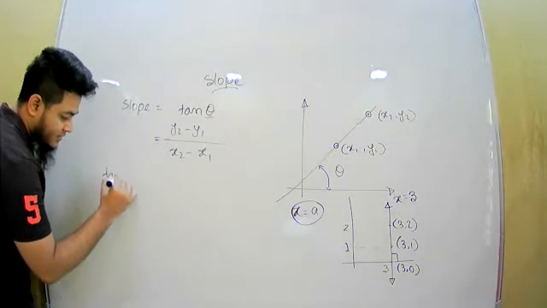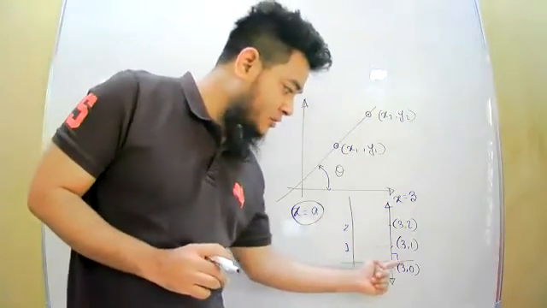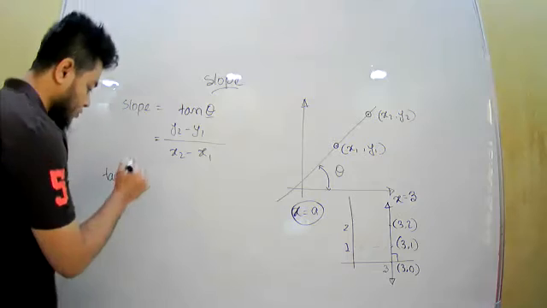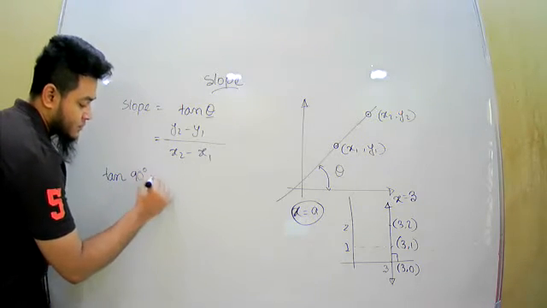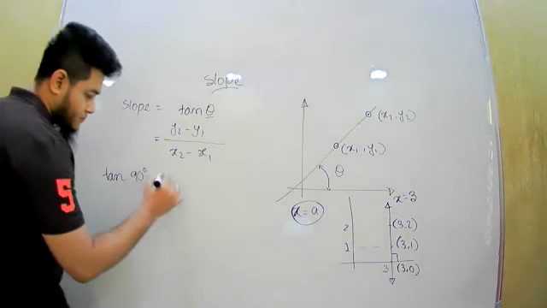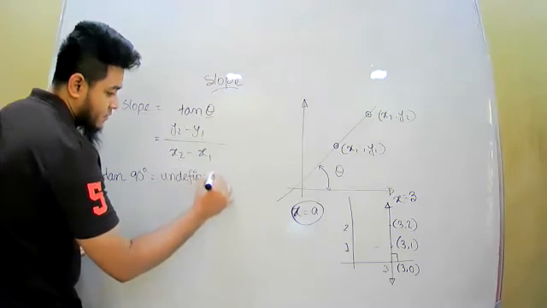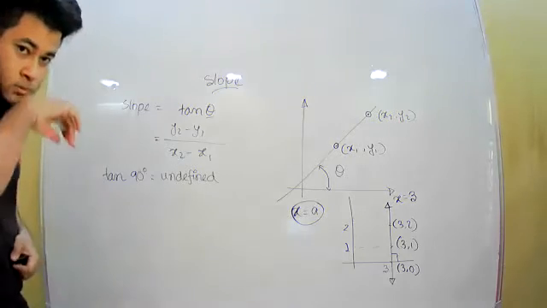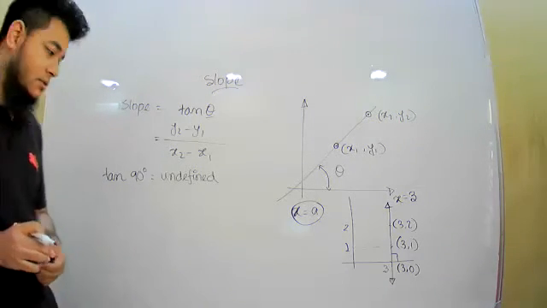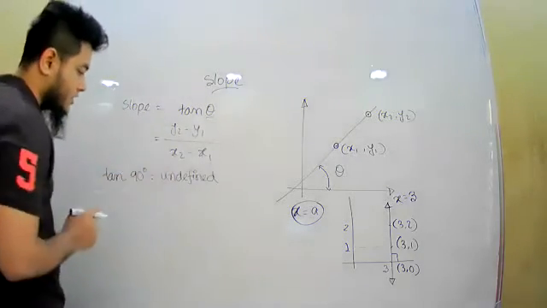At first, tan theta. Can you tell me what is the angle between the straight line and positive x-axis? 90 degrees, sir. So the slope will be tan 90 degree. What is the value of tan 90 degree? Sir, undefined. Yes, if you put tan 90 degree in the calculator, it will show you math error. Okay, so undefined. Now let us see whether in this case also we get undefined or not.